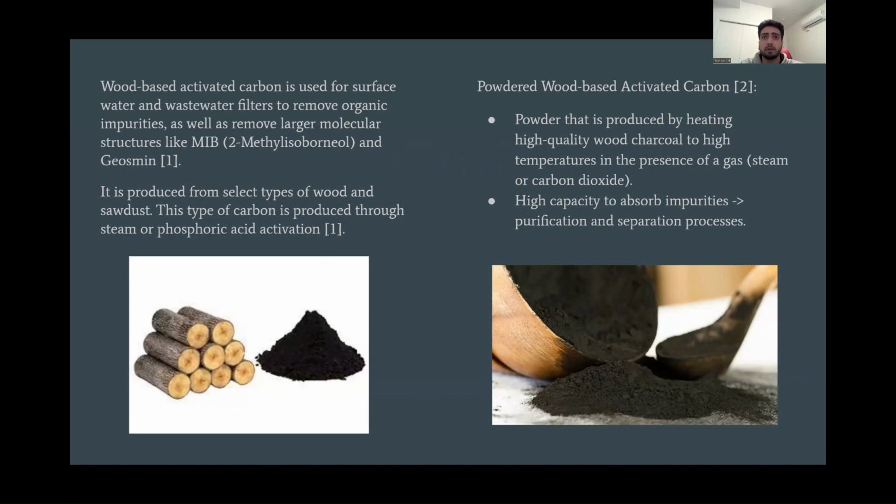There's also powdered wood-based activated carbon. The powder is generated through the high temperature treatment of premium wood charcoal in the presence of a gas, typically steam or carbon dioxide. It boasts a significant capacity for absorbing impurities, making it ideal for purification and separation applications.